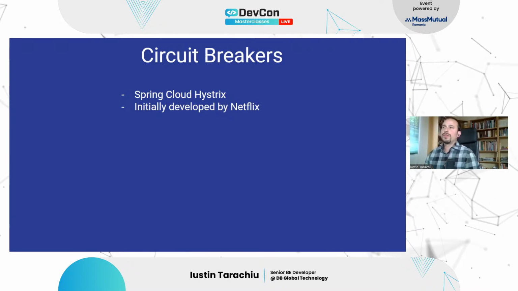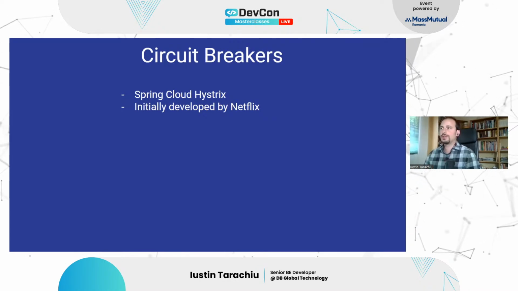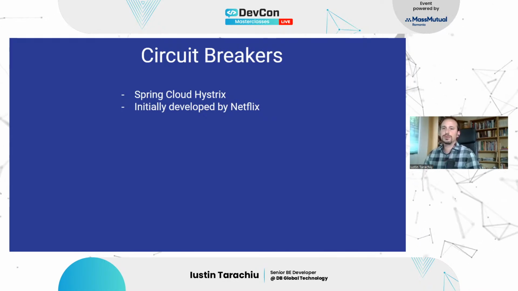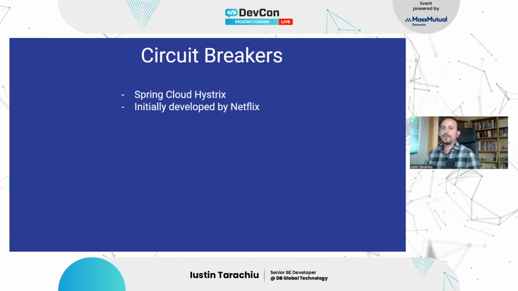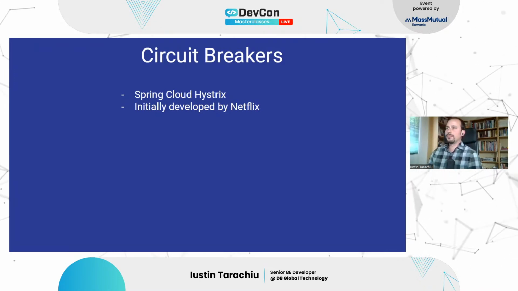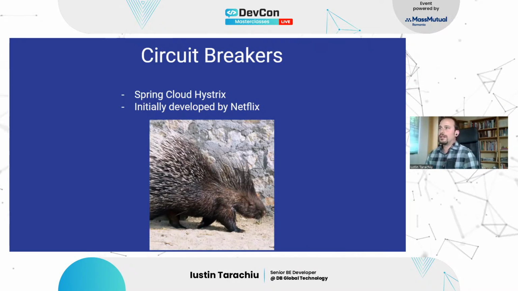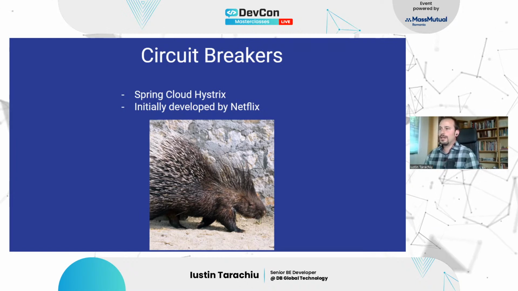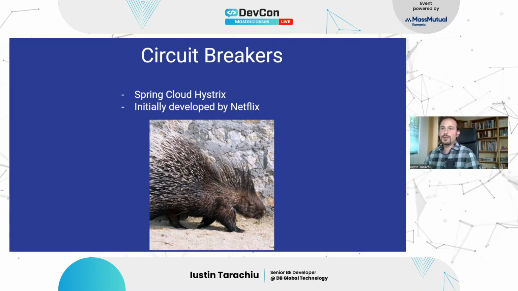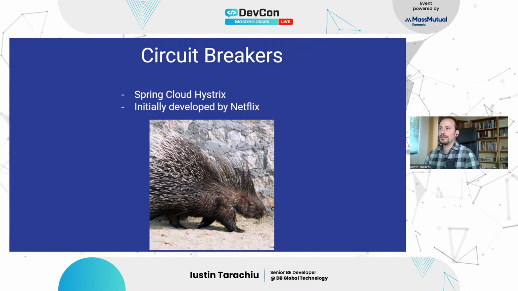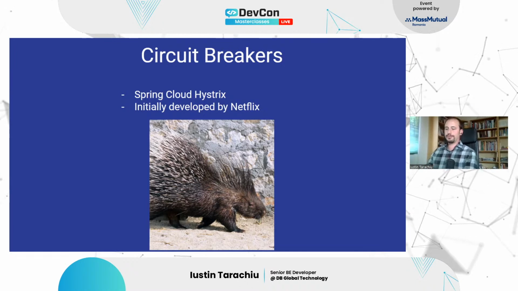Like a lot of the functionality from Spring Cloud, this was initially developed by Netflix about 10 years ago, and they heavily use it in their online application. And actually, the name Hystrix comes from a porcupine that, when it's confronted with a difficult situation, tries to raise all those needles that it has on its back.